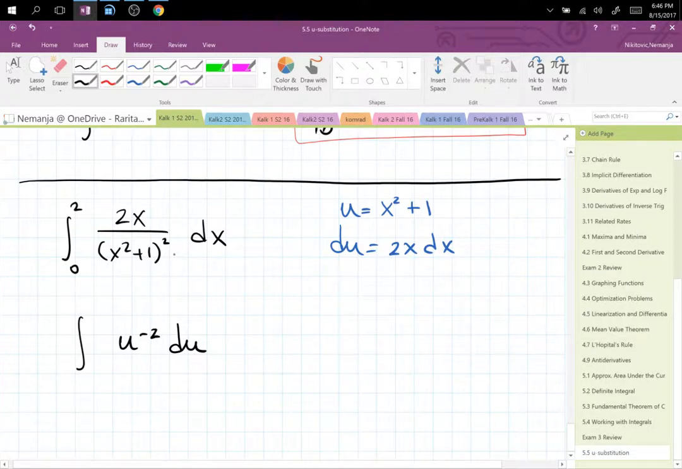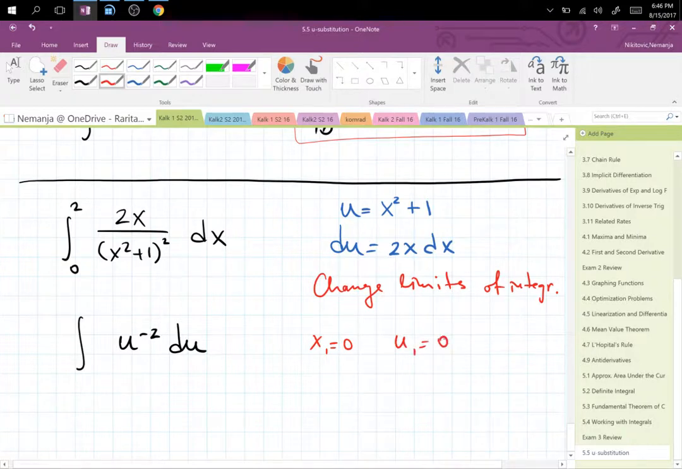And here is the new part, this is what we are learning now: change limits of integration. Your old limit was 0, so the bottom limit x1 was 0. So your u1 is going to be 0 squared plus 1, which equals 1. We are using the u-substitution and plugging in each of these limits to compute the new u limits, and then we don't have to go back to x. We can just use u and be done with the problem.